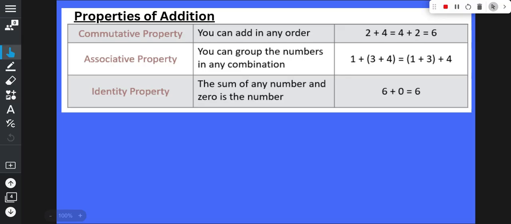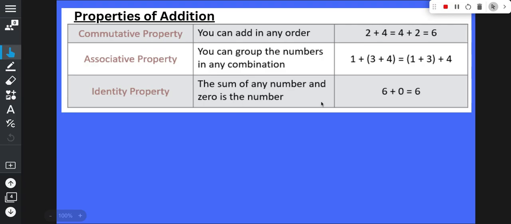Associative property means we can group numbers together differently. So if we had 1 plus 3 plus 4, we could group our 3 and 4 together first, or we could group our 1 and 3 together first. Usually what we're going to group together are things that make easier numbers. Maybe it's the numbers that share the same fraction denominator, or maybe it's when we add quick tens.